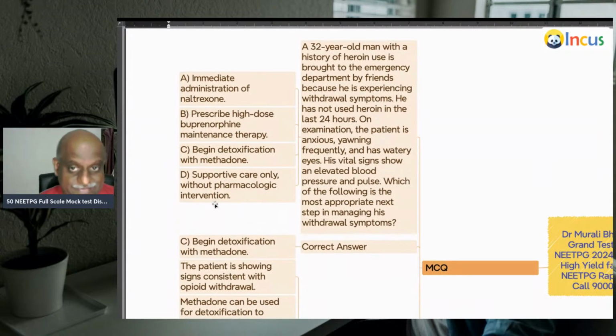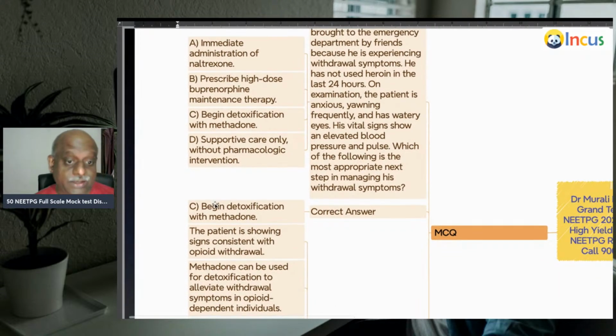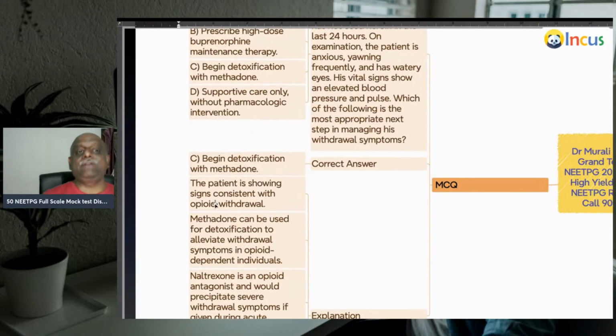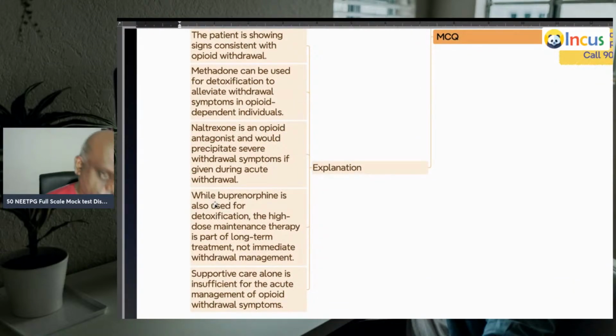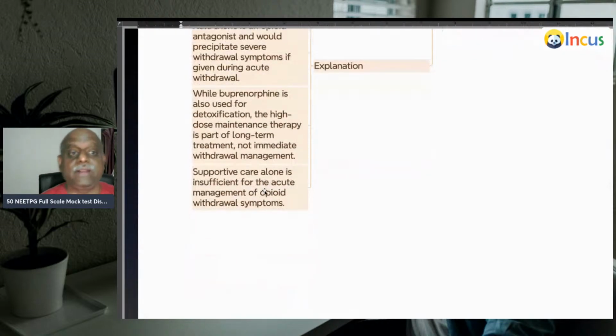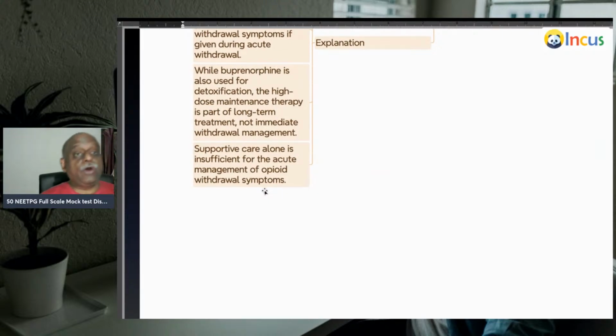A 32-year-old, he has not used heroin in the last 24 hours. His vital signs show elevated BP. So it's all opioid withdrawal. So detoxify with methadone. Naltrexone is an opioid antagonist and would precipitate severe withdrawal symptoms if given during acute withdrawal. Buprenorphine is also used for detoxification, but the high-dose maintenance therapy is part of the long-term treatment, not immediate withdrawal management.